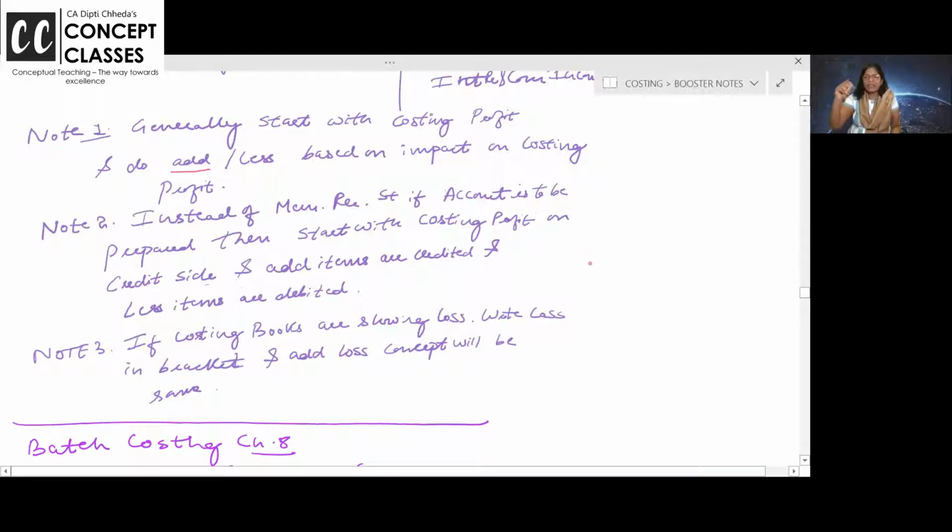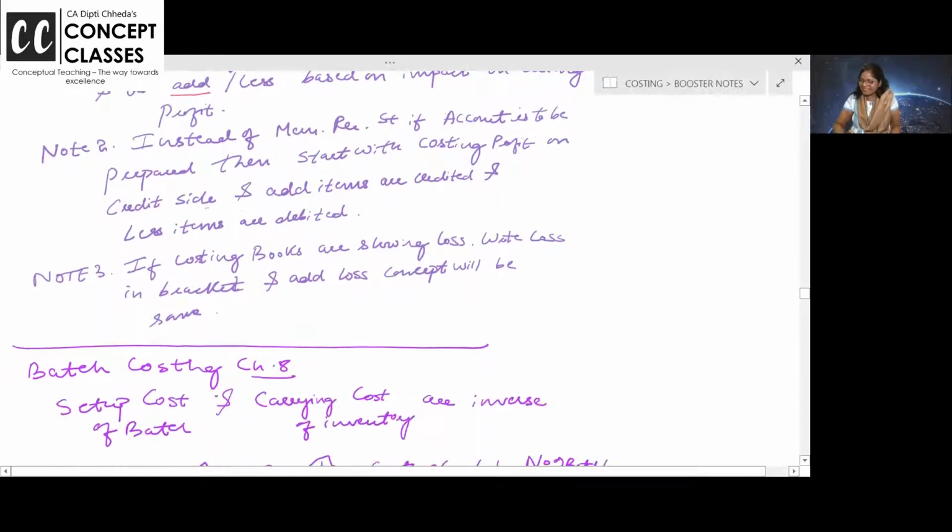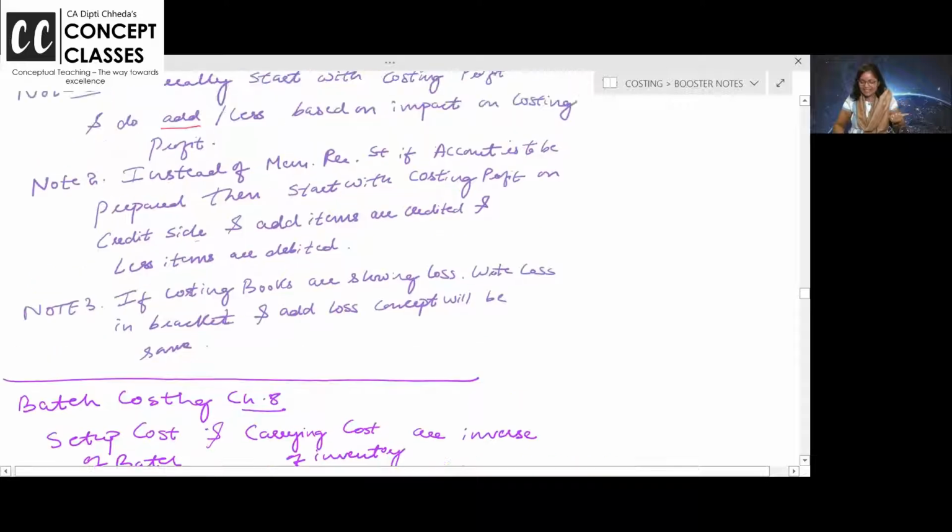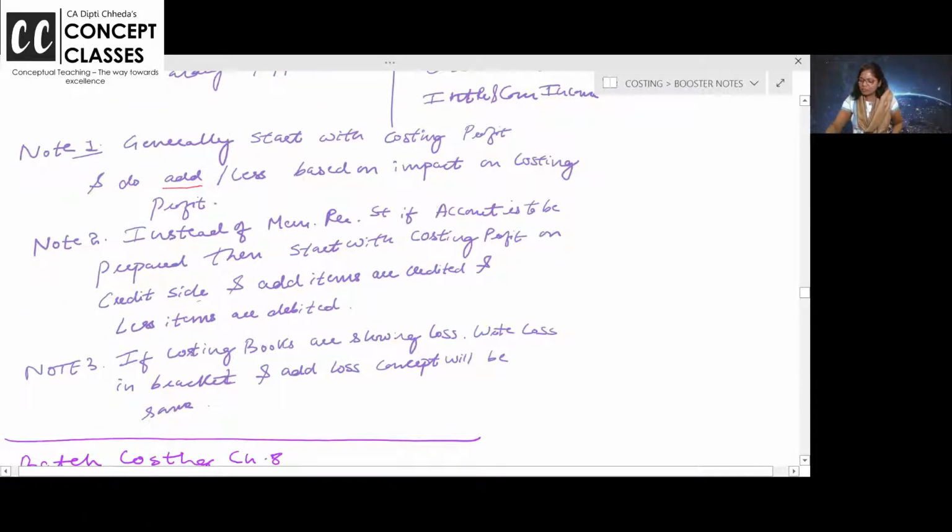I am starting with net profit as per costing books. Instead of profit, if there is a net loss, then write it in bracket with a minus, but the add and less concept will have the same effect. Are you feeling you are doing DRS? Then the answer is yes. So this is the booster note.